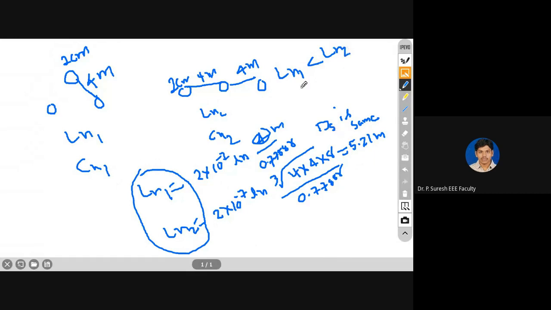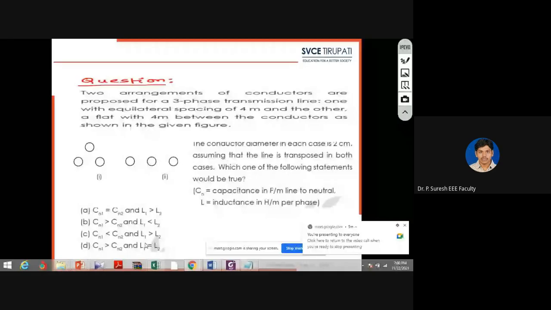Which is more? L1 is obviously less than L2. So see here, L1 is less than L2, that is the case in both arrangements. So obviously the answer is this. Anyway, we will check in capacitance.